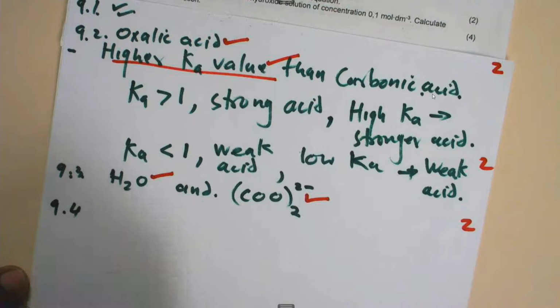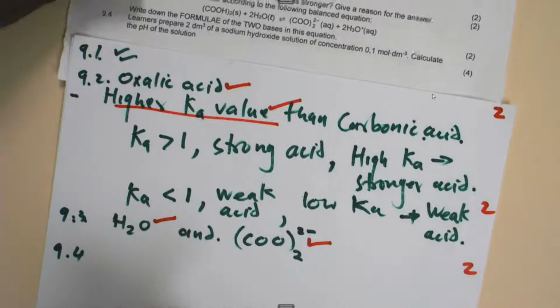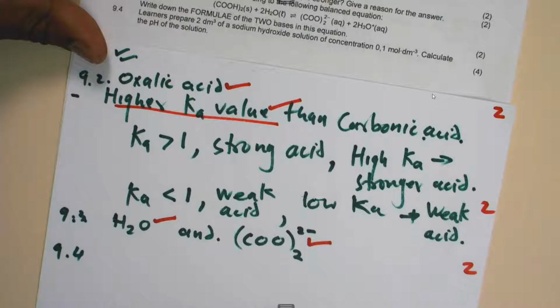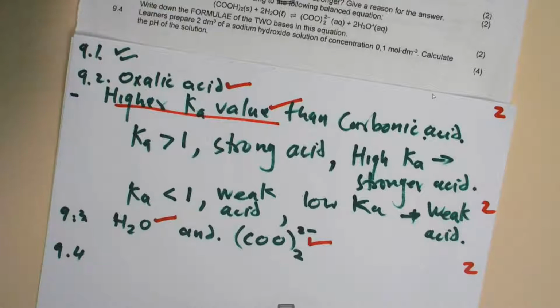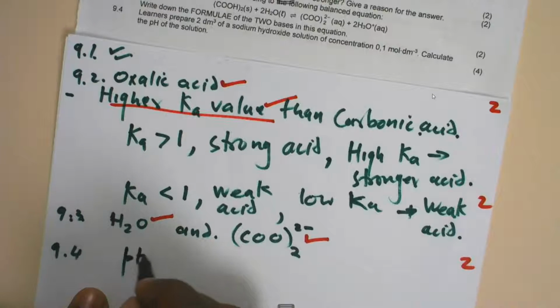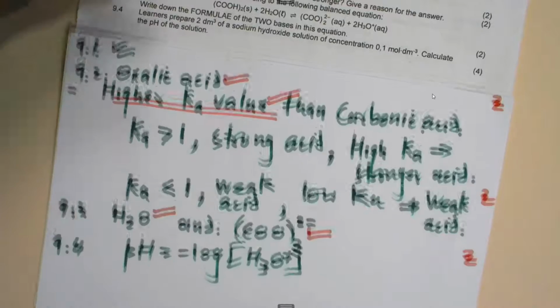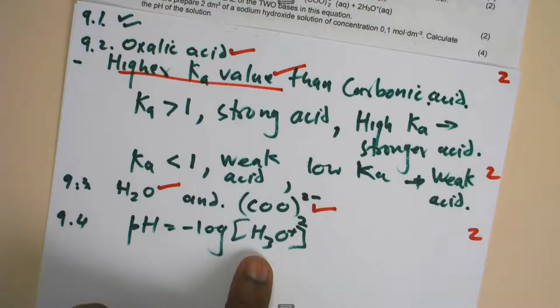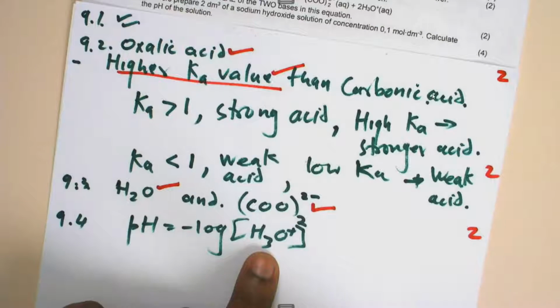question 9.4, we can quickly do that, because it says learners prepare a 2 decimeter cubed hydroxide solution of concentration 0.1 mole per decimeter cubed. Calculate now the pH of the solution. But if you are asked to calculate the pH, which is minus the log of the concentration of H3O+, it says to me I need to have information that has to do with H3O+. But the concentration that I'm given is the concentration of the sodium hydroxide.